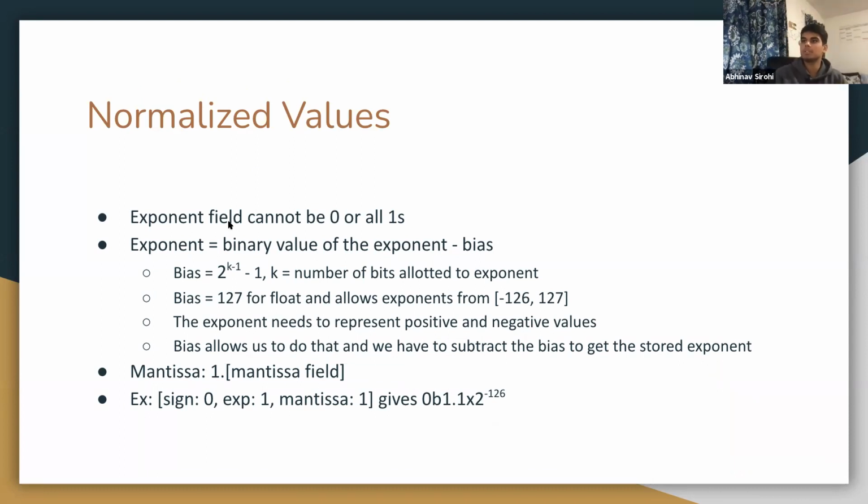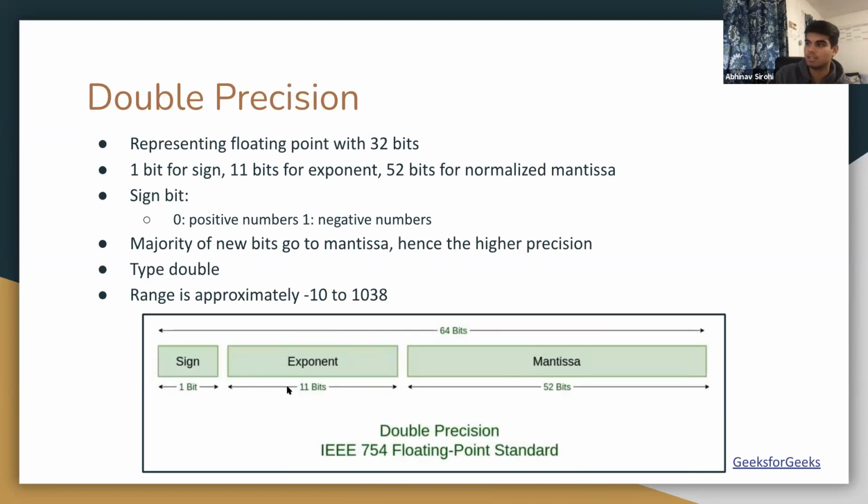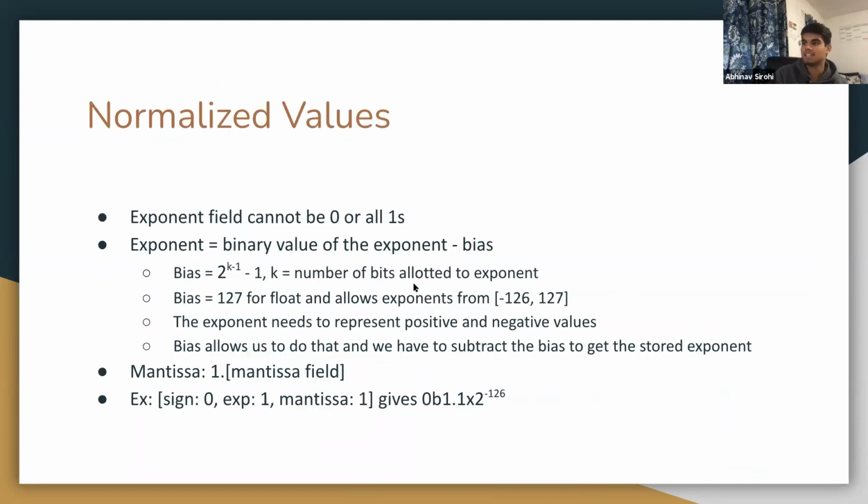And so for the normalized way, we define some rules. So basically the exponent field here cannot be all zeros or all ones. And so the exponent here is actually the binary value of the exponent minus the bias. So when we have the exponent of the number, we don't actually just convert that straight up to binary and store those bits here or here. What we actually do is take that number, subtract the bias from it, and store that, because we need to be able to store both positive and negative exponent values.